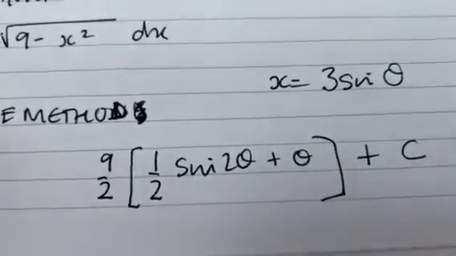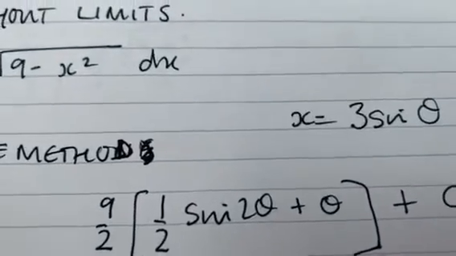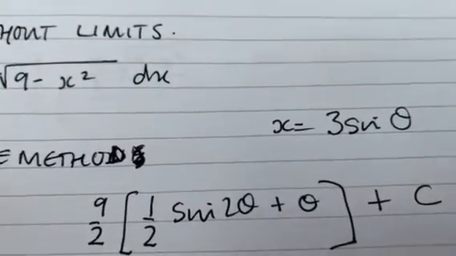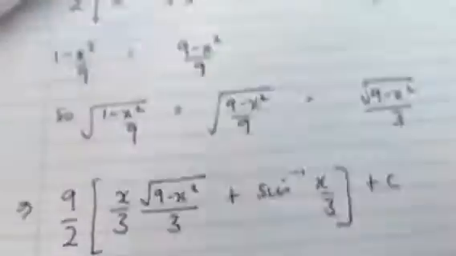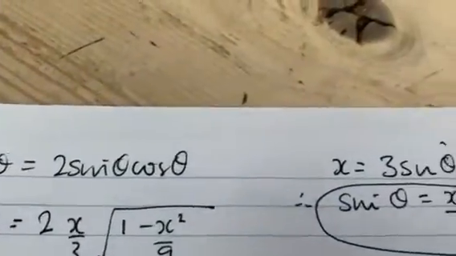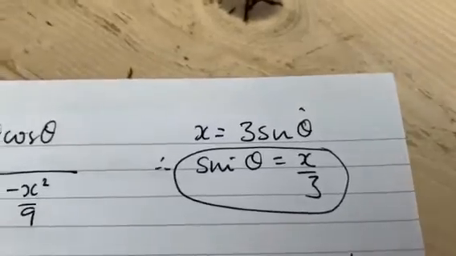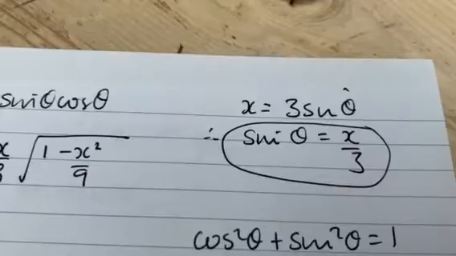So I've used exactly the same method and got to there. Now, unfortunately, I don't have theta values to put in. I need to substitute back in for x. Now, that's much harder. You know that sine 2 theta is 2 sine theta cos theta. So you go to your substitution. You know that sine theta will be x over 3.